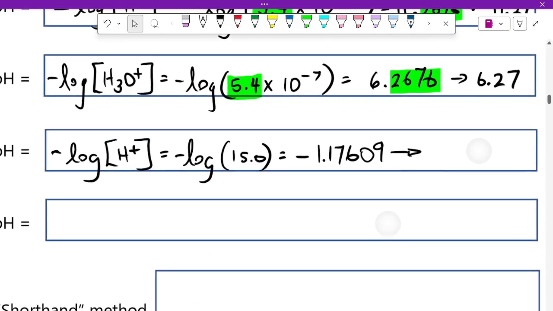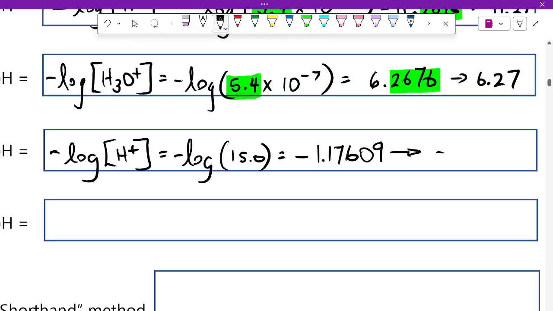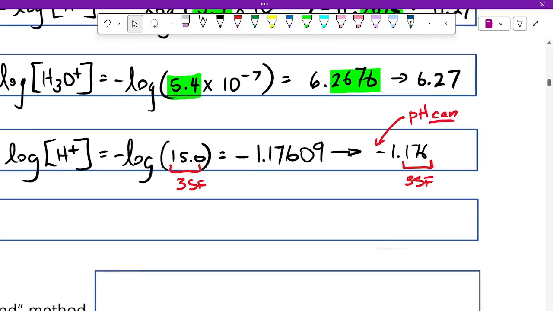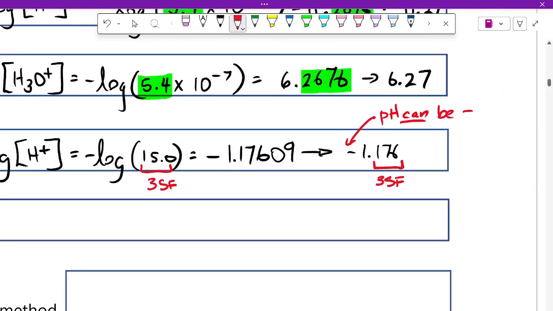What should our number be for this third one? It should be negative 1.176, because we have 3 sig figs here, and we have 3 sig figs here. And I threw this one in here because I wanted you to see that yes, pH can be negative. But you have to have quite a high concentration, like 15 molar is very concentrated.